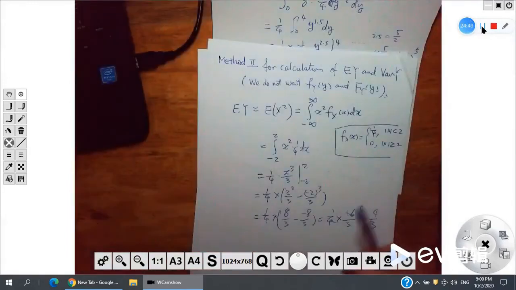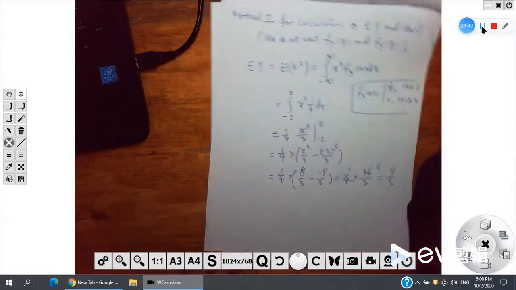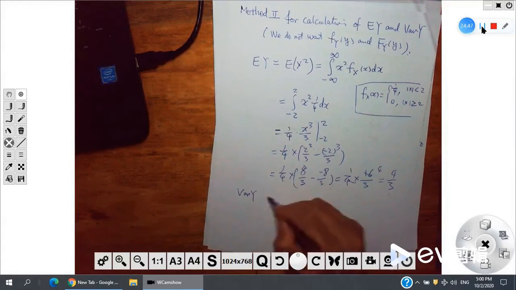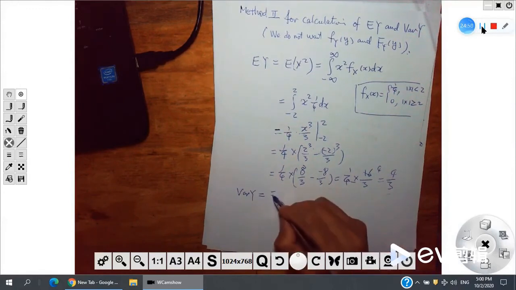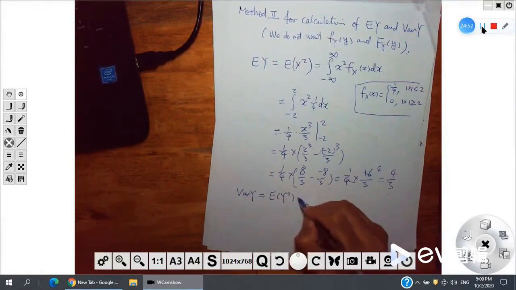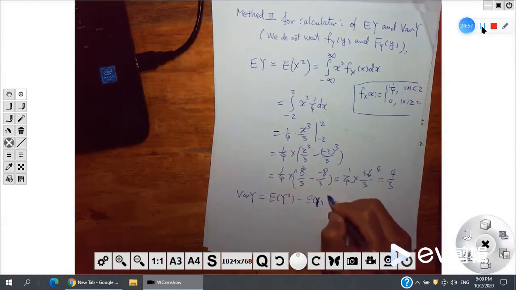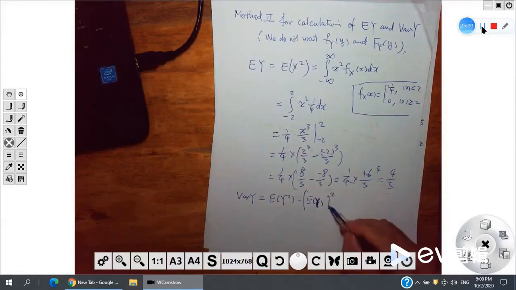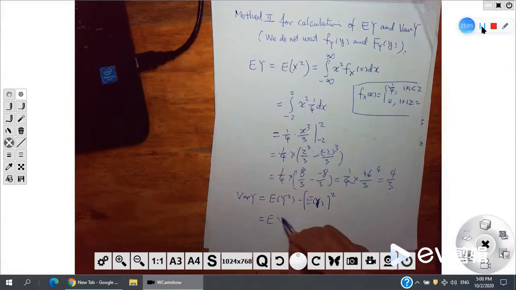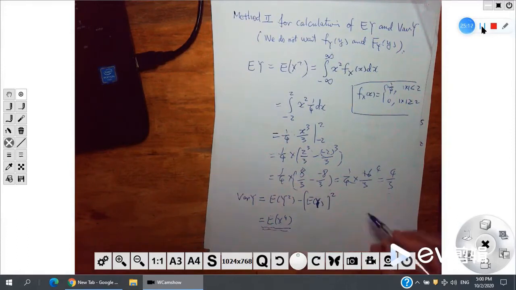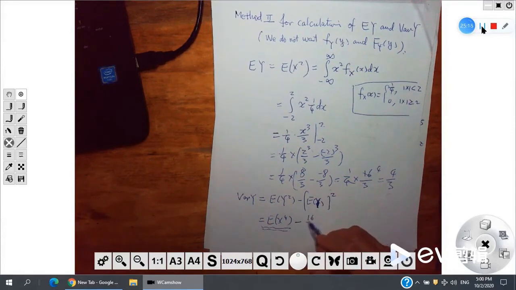And similarly for the variance of y, it is equal to E of y squared minus EY squared, and this one we already have is 4 over 3. And E of y squared is E of x fourth, so we can calculate this number based on x, minus this 16 over 9.